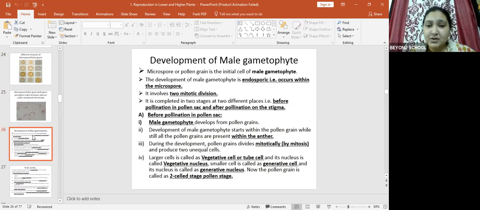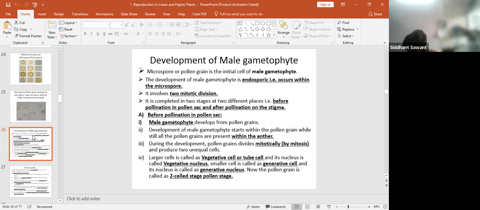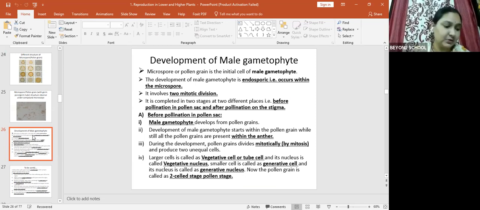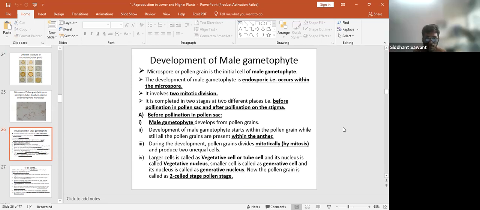Then we went towards what? We haven't gone there yet, but today we are going to study the development of the male gametophyte. Isn't it, Siddhant? Yes. Okay, so dear, the male gametophyte which we are going to study, Siddhant, you write this down. Is this visible to you? Yes, ma'am. Yeah, write it down.